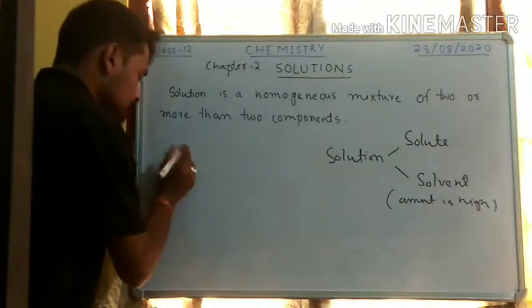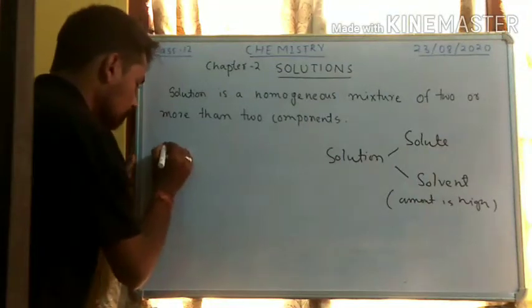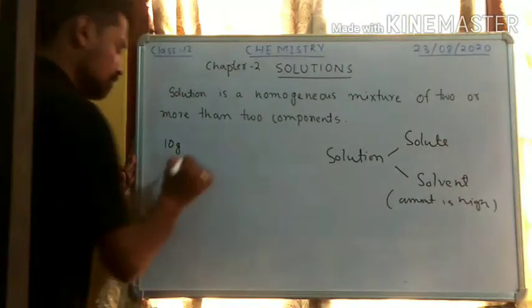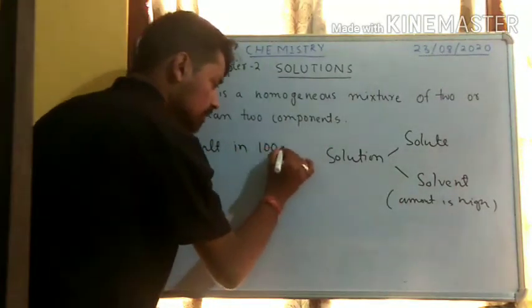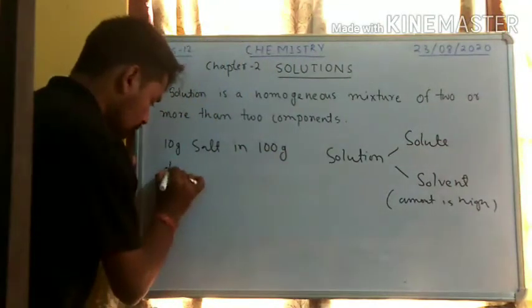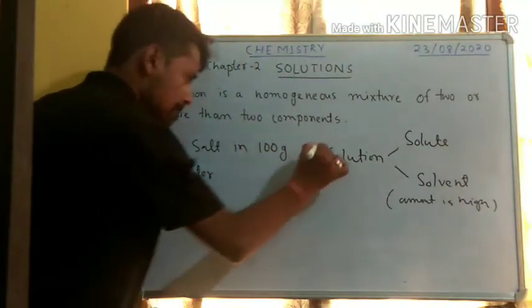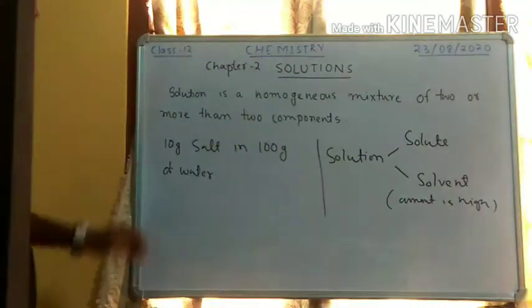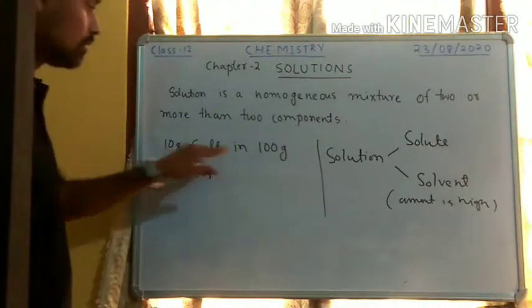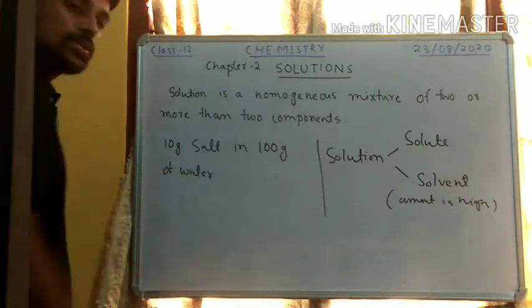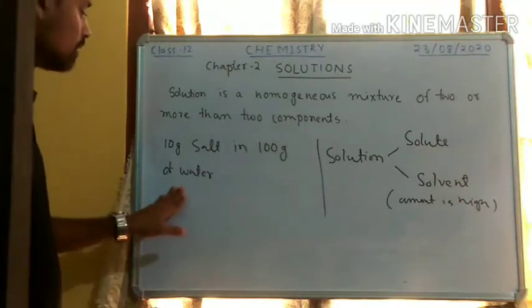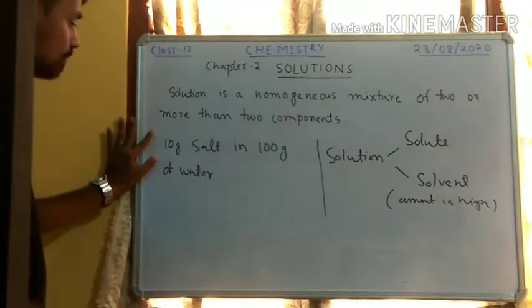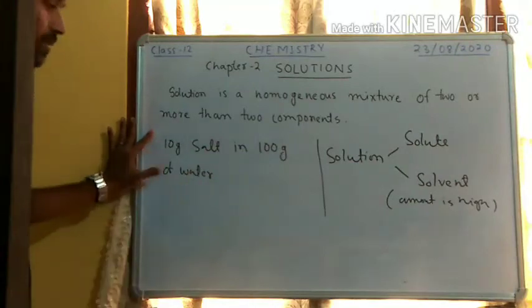Okay, let us see. If we mix 10 gram salt in 100 gram of water, here salt is solute and water is solvent. Since the amount of water is higher than salt, the salt is mixed in water.